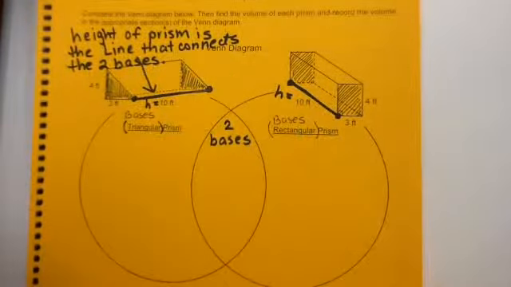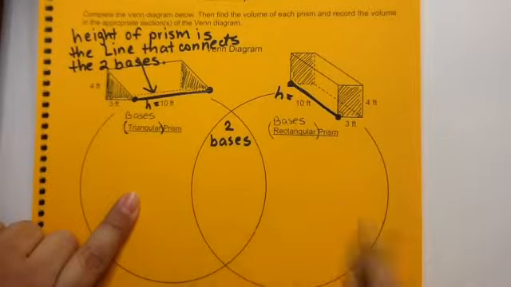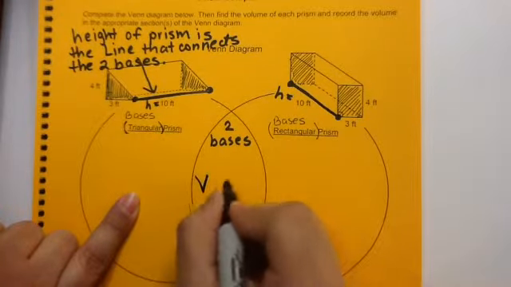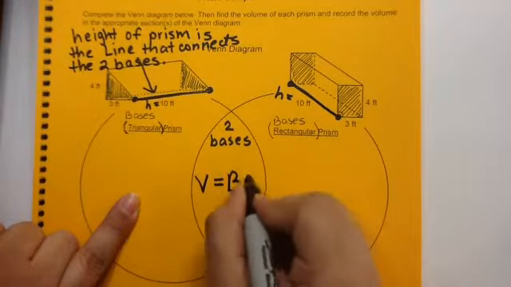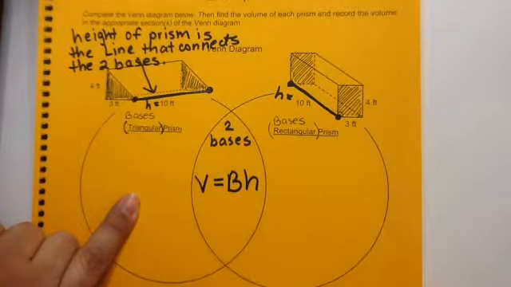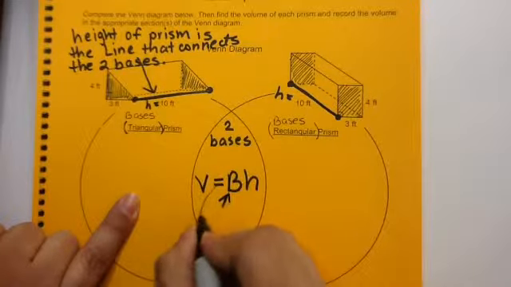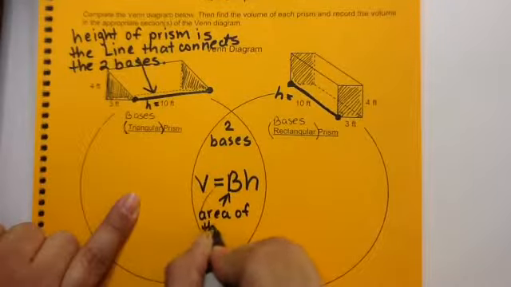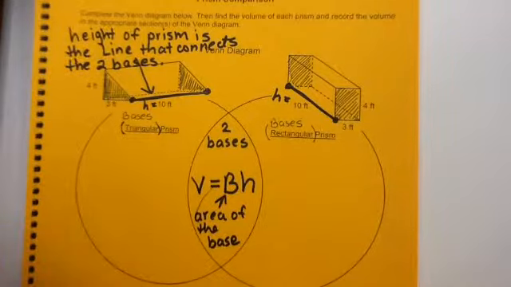The next part that is similar to both in the mathematics chart was the formula. So the formula was V, volume, equals area of the base times height. I don't just say base times height. This is not area. Okay? The capital B stands for area of the base. Area of the base.